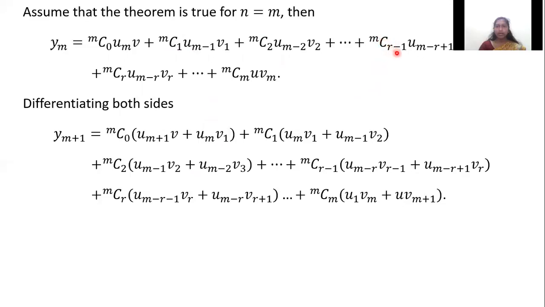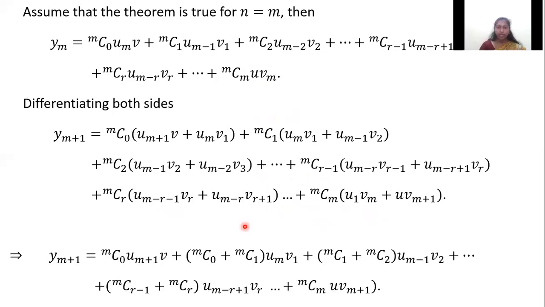And you can see the mC_r term. What is going to come? The derivative of mC_(r-1) u_(m-r+1) v_(r-1) is mC_(r-1) u_(m-r) v_(r-1) plus u_(m-r+1) v_r. Plus, the derivative of the next term is mC_r into u_(m-r-1) v_r plus u_(m-r) v_(r+1), etc. The last term is mC_m u_1 v_m plus u v_(m+1).